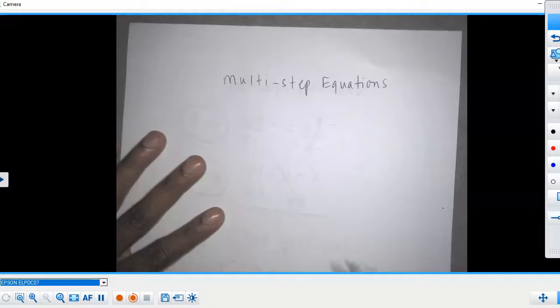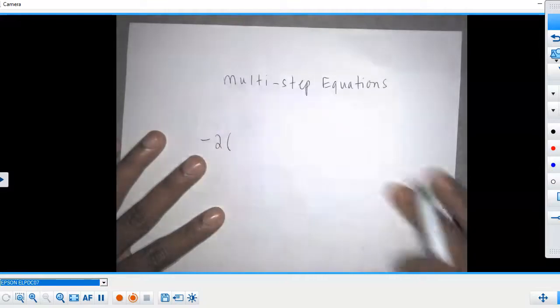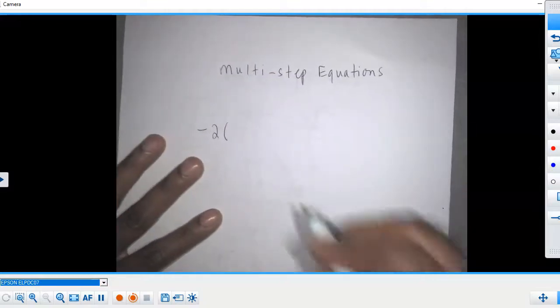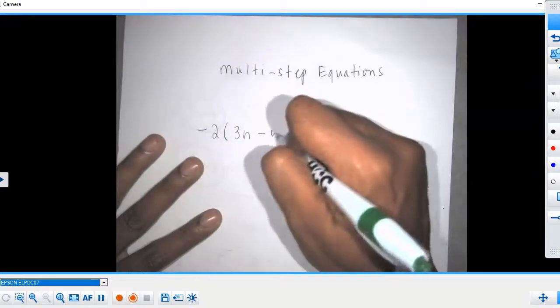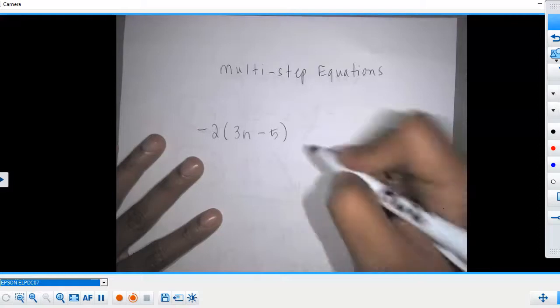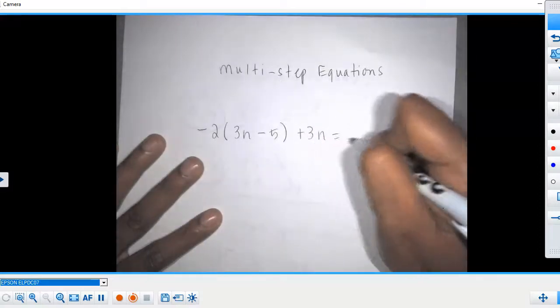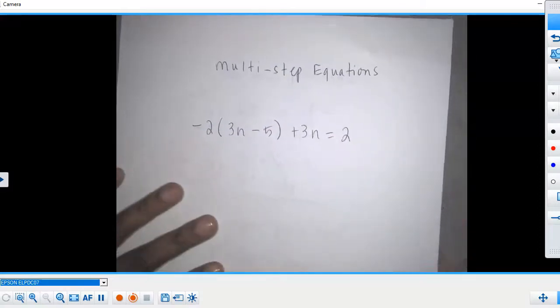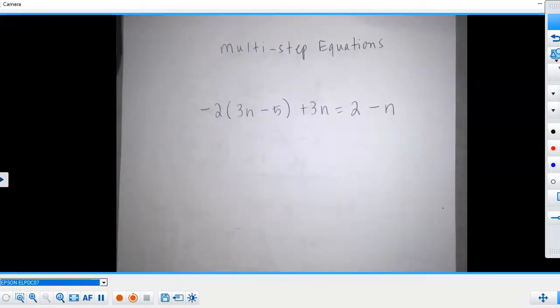So why don't we try -2, open parentheses, 3n minus 5, close parentheses, plus 3n equals 2 minus n. Of course the first thing we're going to do, and now we're talking about those key points, is you have to do the distributive property or combine like terms, or sometimes you have to do both.